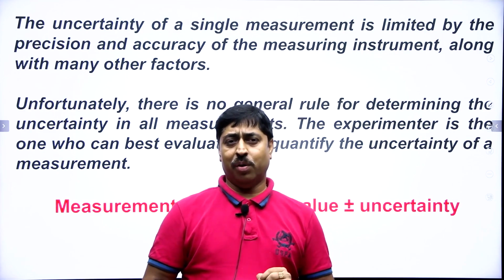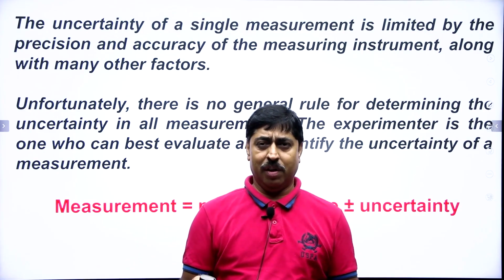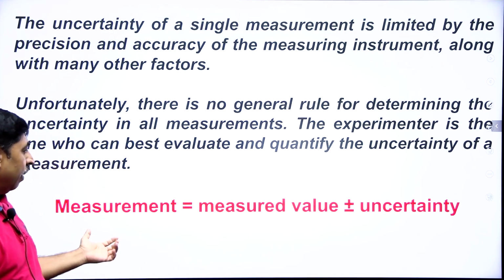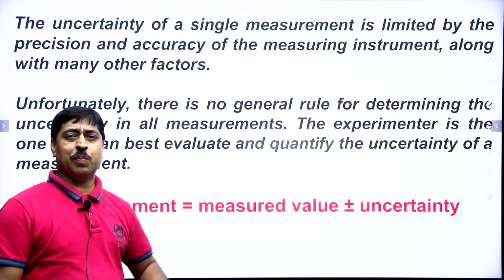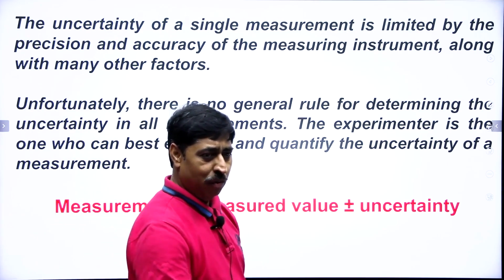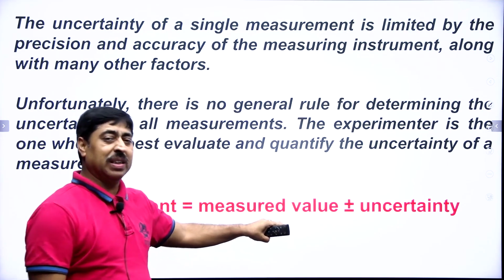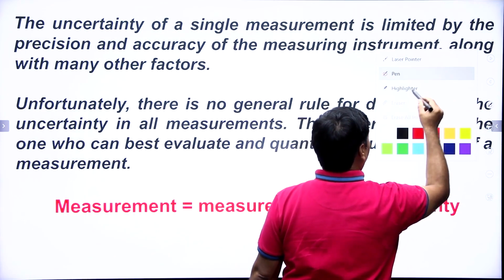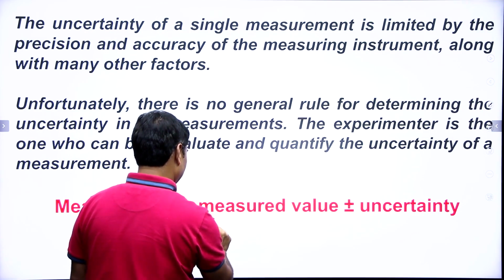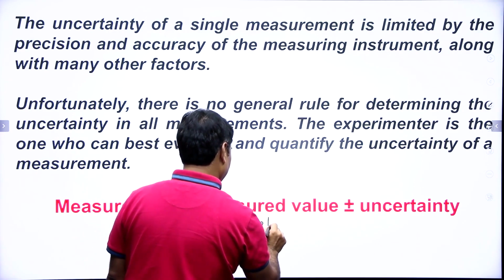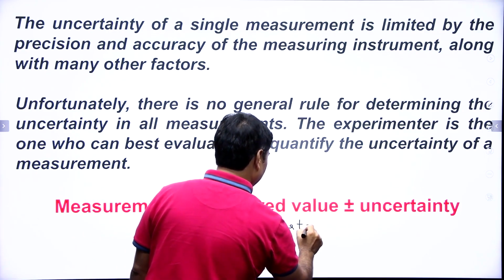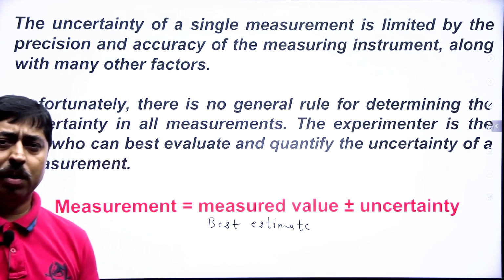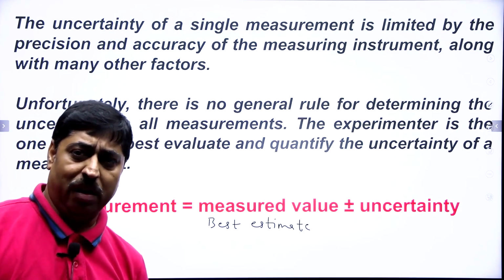So, what am I actually talking about? In any physical measurement, there is always some amount of uncertainty. Measurement is always expressed as measured value, or you can say the best estimated value. In place of measured value, you can write it as best estimate plus some uncertainty. When I make a measurement, I am never sure that my measurement is absolutely correct.